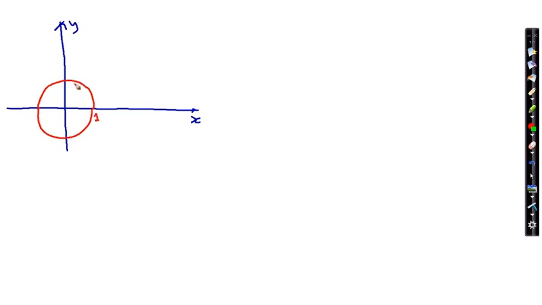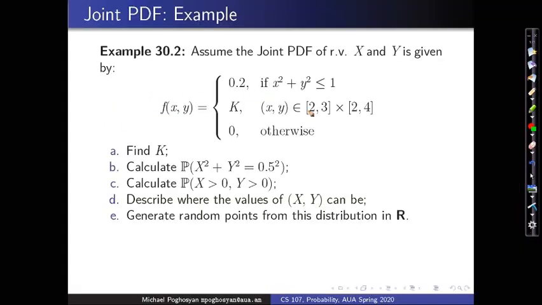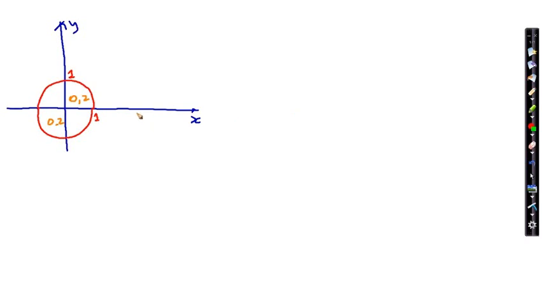Yeah, radius is 1. So the values of f, let me write in another color, are 0.2 here. Everywhere in this region I will have 0.2. Okay, and another portion here, so that was, let me go back, x is between 2 and 3, y is between 2 and 4. So this is 2, say this is 3, this is 2 and 4, 4 is somewhere here. I will have this rectangle.